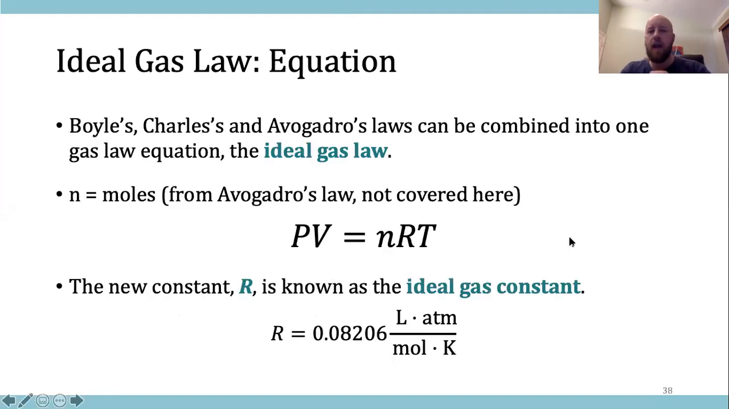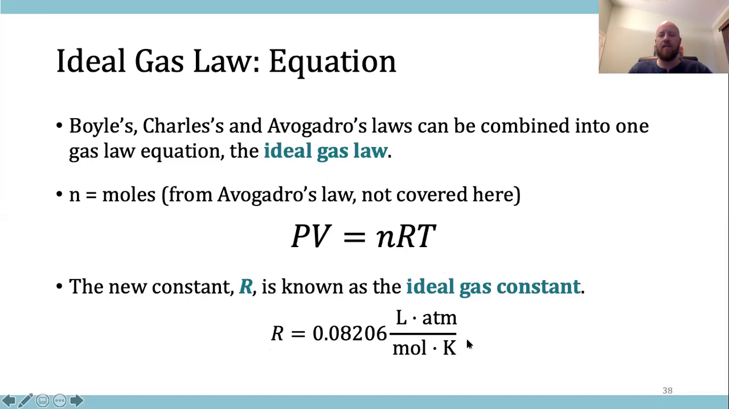All right, so here is the ideal gas law. PV equals nRT. So what you'll have here is pressure. P is pressure, V is the volume, n is the number of moles, R is a gas constant, and T is the temperature. The one driving factor is the ideal gas constant, which is 0.08206 liter atm per mole Kelvin.